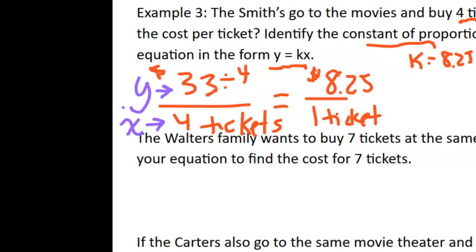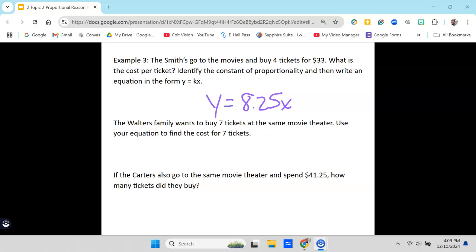y is the cost. So when I write my equation, y, the total cost, equals the cost per ticket, which is $8.25, times x, which is the number of tickets purchased. I take the number of tickets I'm buying, multiply that by 8.25, and that gives me the total cost. Now that I have that equation, I can use it to find the cost for any number of tickets, and I can also use it to find the number of tickets given any cost.